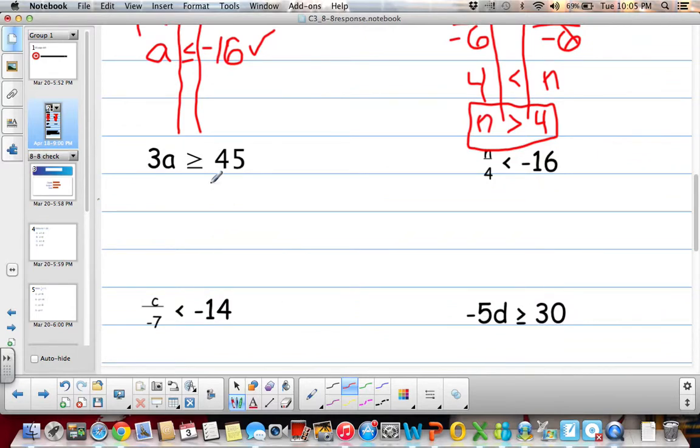Okay, 3a is greater than or equal to 45. So we look at our variable, which is 3a, divide both sides by 3. That cancels out. We have a is greater than or equal to 15.